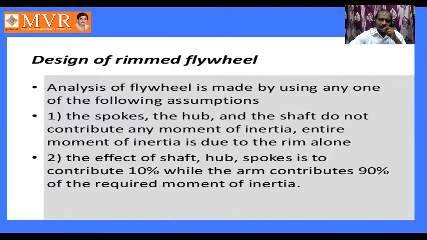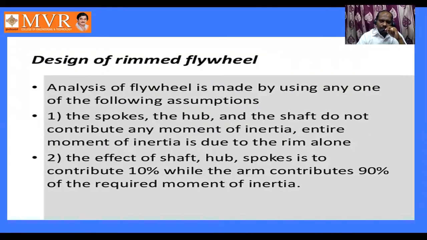So design of a spoked flywheel. Analysis of the flywheel is made by using any one of the following assumptions. The spokes, the hub, and the shaft do not contribute any moment of inertia. Entire moment of inertia is due to the rim only. That means hub, spokes, and shaft are not included. While designing the flywheel, only the rim diameter is going to be considered. In the second assumption, the shaft, hub, and spokes contribute 10%, while the rim contributes 90% of the required moment of inertia.